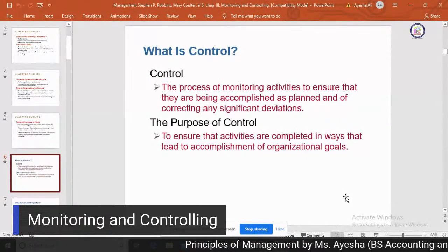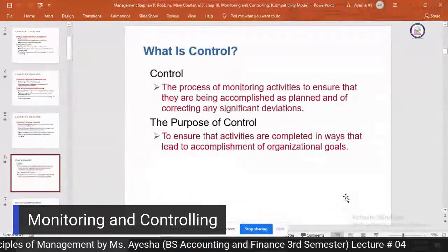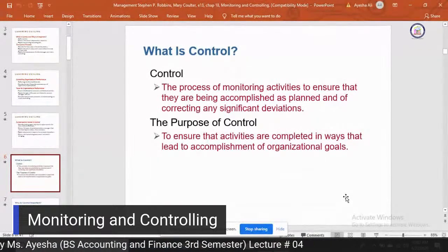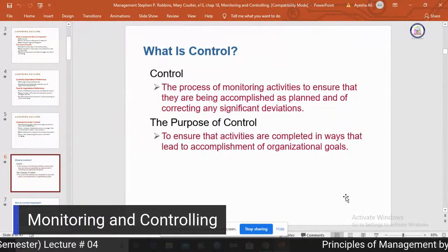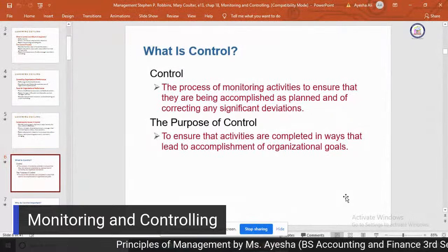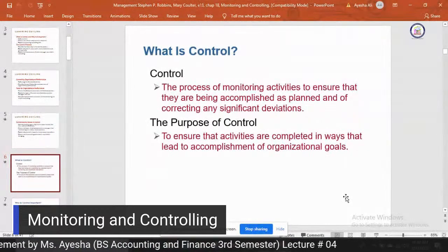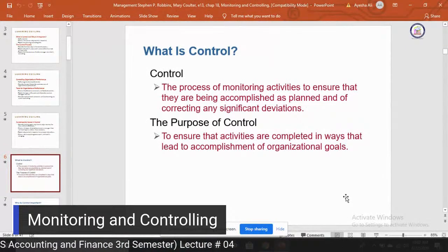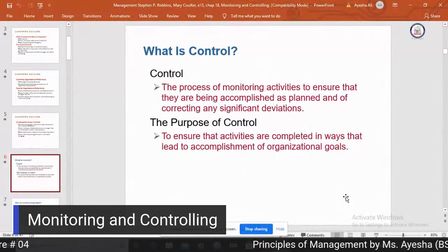So, first of all, we have to look at the definition of controlling. What is controlling? Basically, we are monitoring the activity and ensuring that it is being accomplished as planned, and if there is any deviation or variation, then we will correct it and take corrective and disciplinary actions.